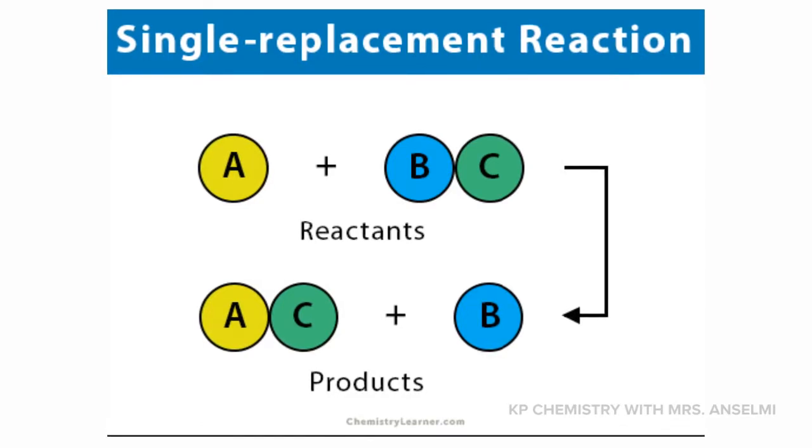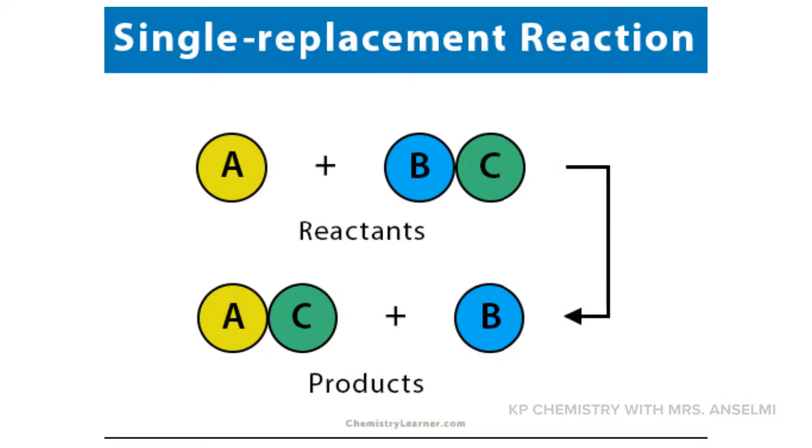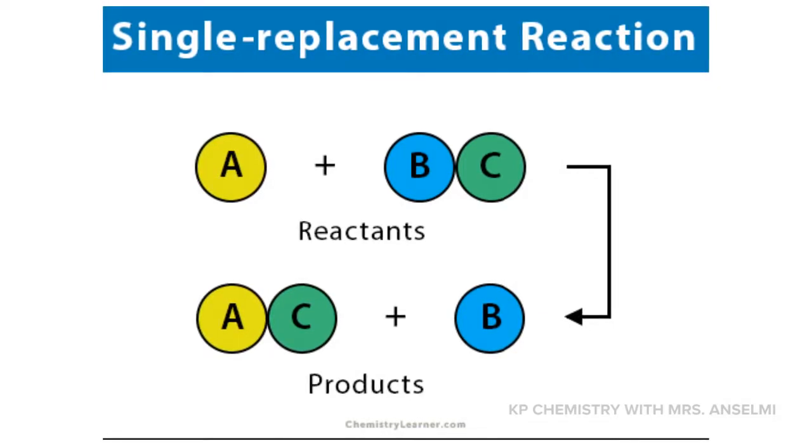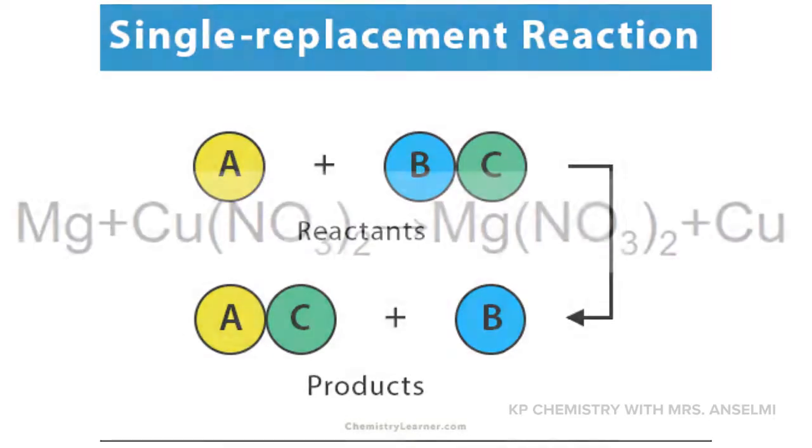The general equation that we use for this one is A plus BC yields AC plus B. Element A replaces element B in the compound. If A is a metal, then B must also be a metal. And if A is a nonmetal, then B must also be a nonmetal.